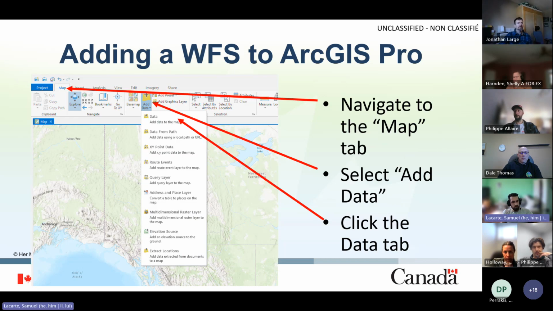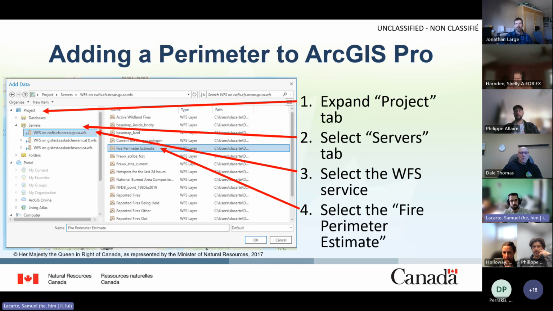And then a little differently, you'll have to change tabs. So we were on the Insert tab. We're now going to go to the Map tab. We're going to hit this Add Data button, and then we're going to add data to the map. And that just brings up a regular Windows dialog box. And you'll see Project, Servers, and here's your WFS.